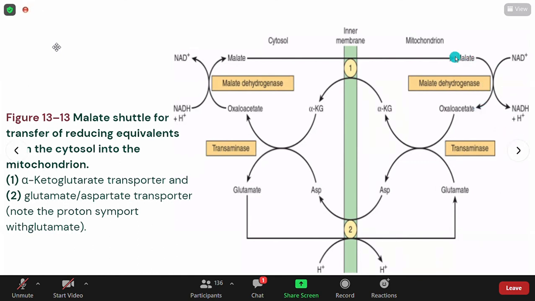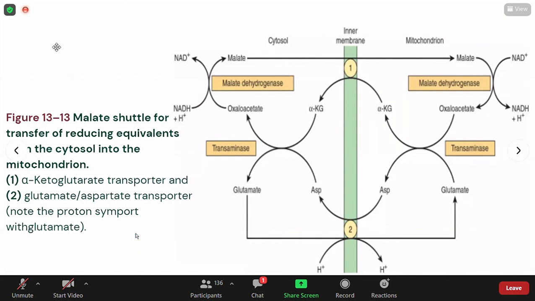Don't be overwhelmed by this. You just follow oxaloacetate. Oxaloacetate is being aminated by glutamate. So it becomes aspartic acid. It can go out. And aspartic acid, you give the amino group to alpha ketoglutarate here, and then becomes glutamate. Now then oxaloacetate goes again like that, aspartate. And then glutamate comes in because this is antiport, aspartic acid out, glutamic acid in. Okay. So this is the malate shuttle.